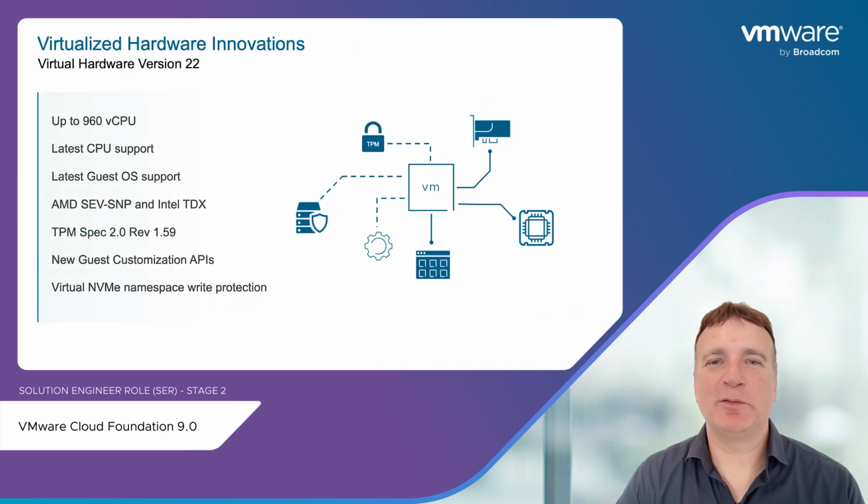vSphere 9 also introduces a new hardware version. Hardware version 22 extends virtual CPU support for new VMs to 960 virtual CPUs and up to 24 terabytes of memory for a virtual machine. There's also a whole lot of new CPU models, including AMD Zen 5 and Intel Granite Rapids. There is extended guest OS support and an extensive new set of additional innovations, some of them listed here.